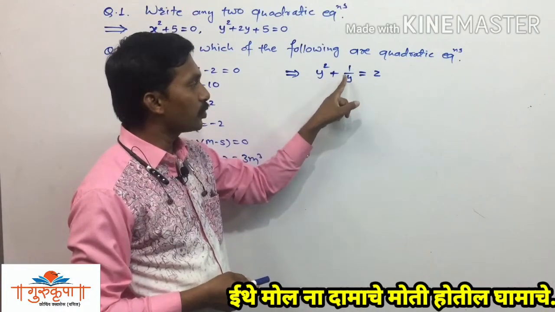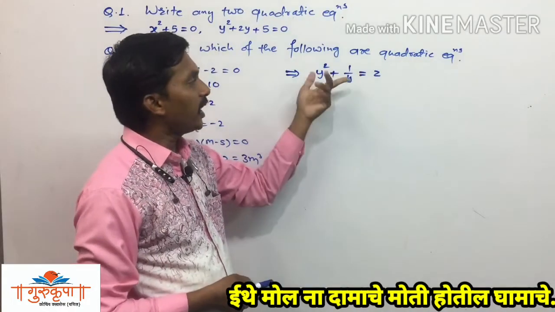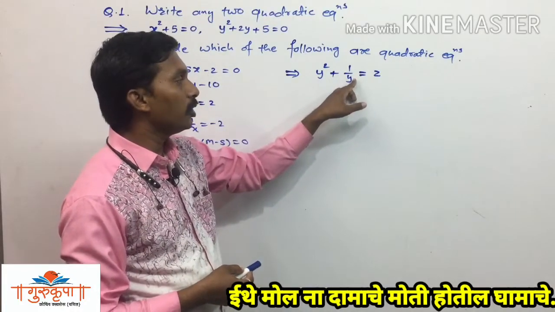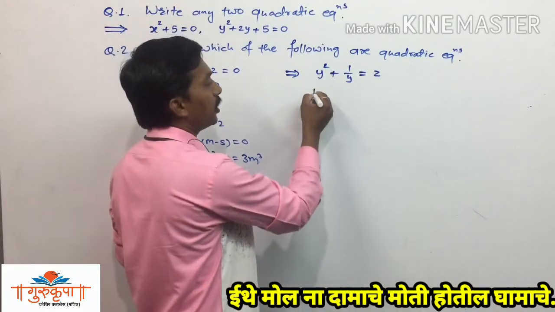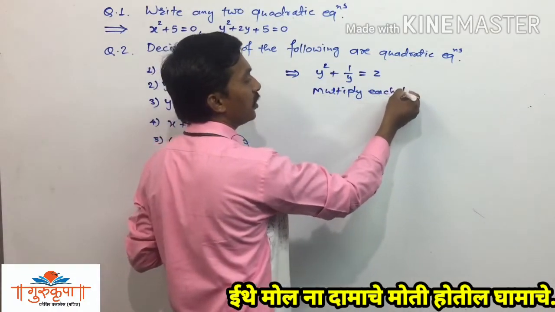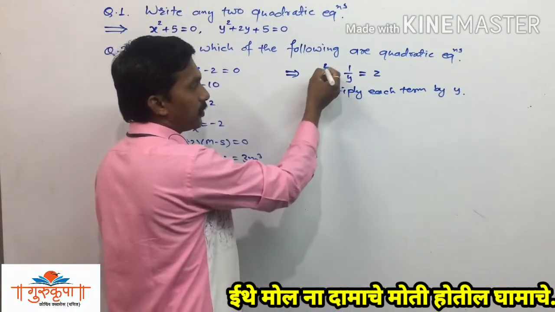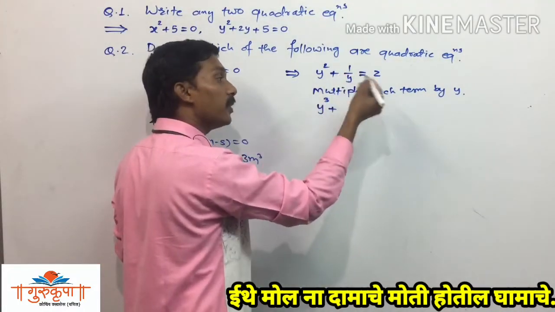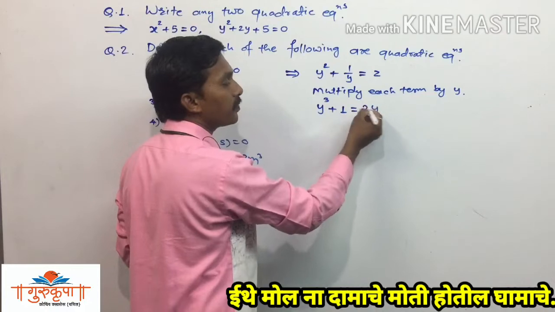It is there in the denominator, so you can multiply this term by y, then y gets eliminated and there is no variable in the denominator. But we cannot multiply only this term by y, so you have to multiply each and every term by y. So we write here: multiply each term by y. We get y square into y, that is y cube, plus 1 upon y multiplied by y, that is y gets cancelled, so we have only 1 there. It is equal to 2 multiplied by y, that is 2y.